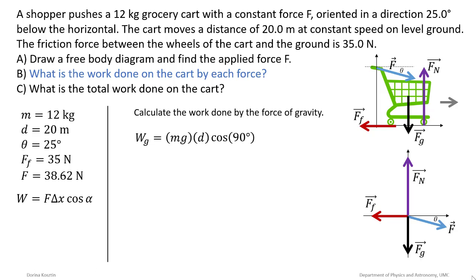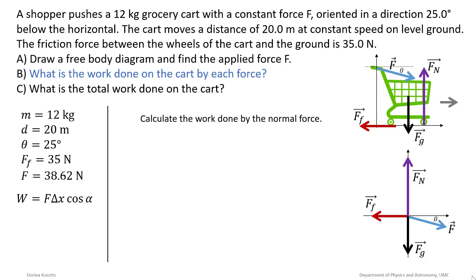The work done by the force of gravity will be equal to the mass of the cart, 12 kilograms, times the gravitational acceleration g, 9.8 meters per second squared, times the distance traveled d, 20 meters, and cosine of 90 degrees is 0. Therefore, the work done by the force of gravity is 0 joules. When the force is perpendicular to the direction of motion, that force does no work. So this is the work done by the force of gravity.